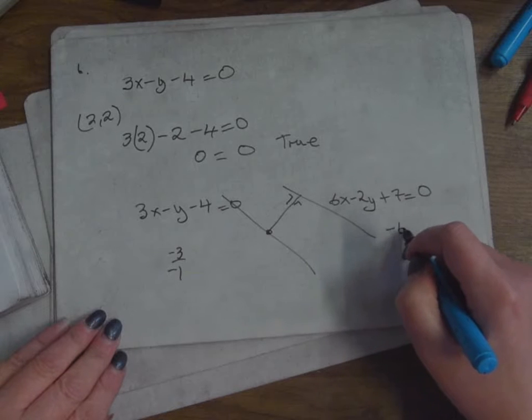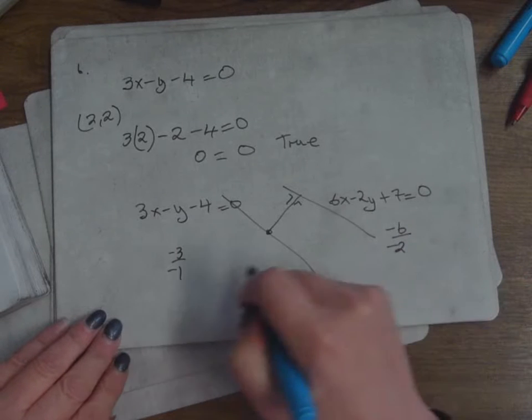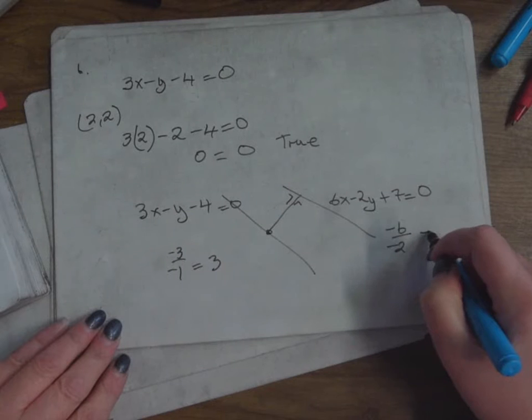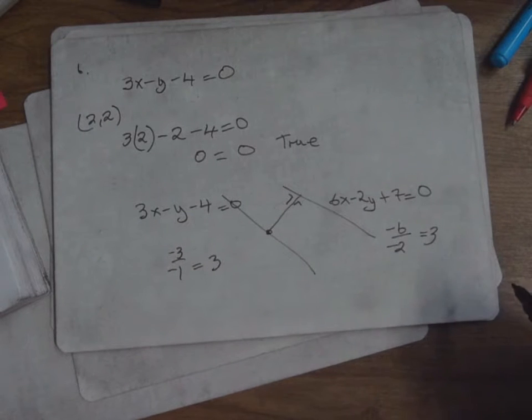The slope of this one is minus a over b. So that's plus 3, and this is plus 3. So they are parallel lines. So did they tell me they were parallel? They did tell me they were parallel, but I've just proved they're parallel anyway.